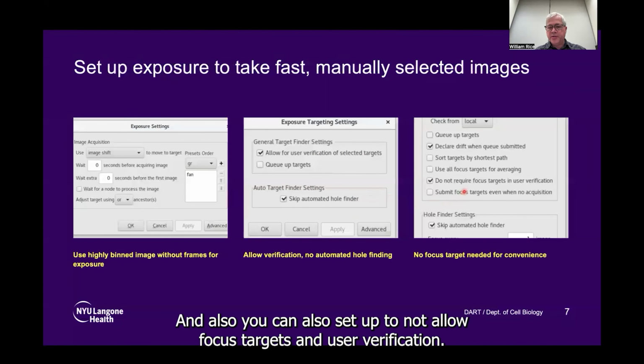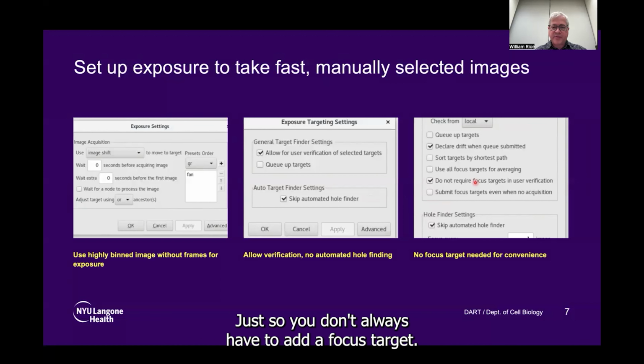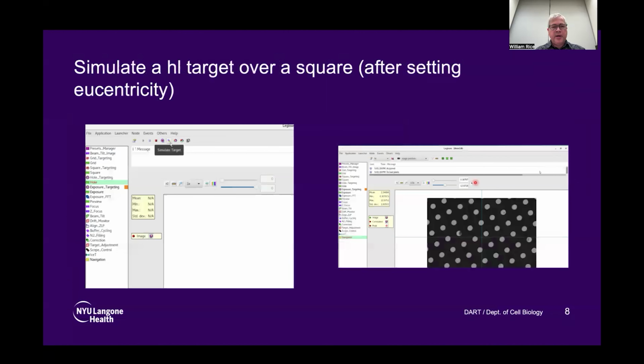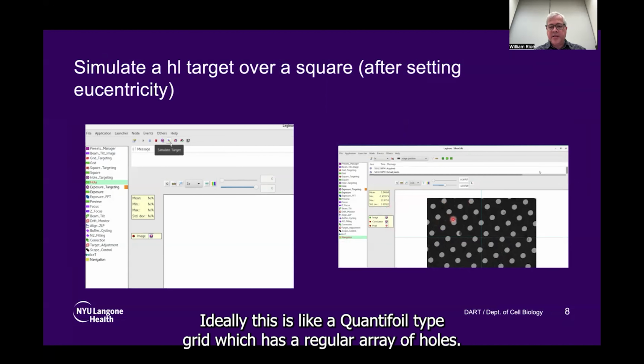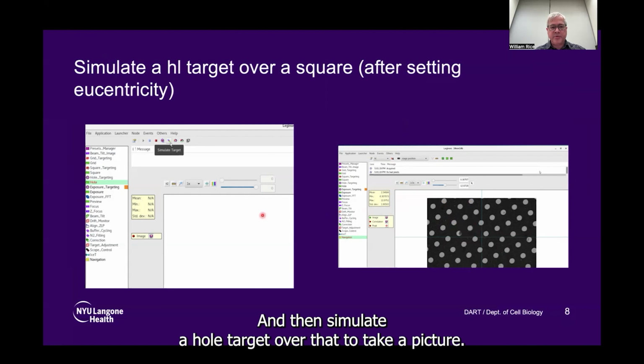And also, you can set it up to not allow focus targets and user verification, just so that you don't always have to have a focus target. So what you do is you go over a square. Ideally, this is like a Quantifoil type grid, which has an irregular array of holes, and then simulate a hole target over that to take a picture.